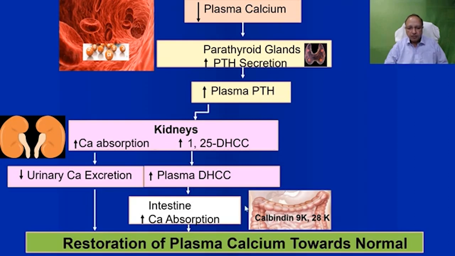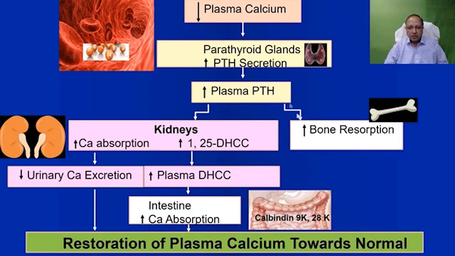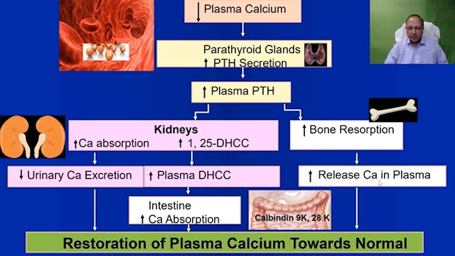It does so by causing an increase in the synthesis of the calbindins 9K and 28K, which we will talk about. So there will be an increase in calcium by absorption from the intestine and also a decrease in the loss from the kidney. And parathormone will also act on the bone, so bone resorption will occur, which again will cause release of calcium into the plasma. All these three factors will cause restoration of plasma calcium towards normal, from hypocalcemia towards the normocalcemic status.